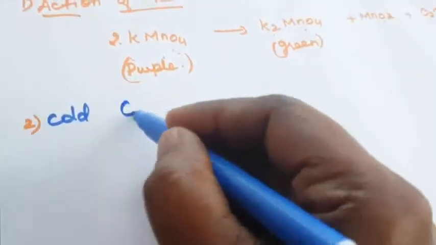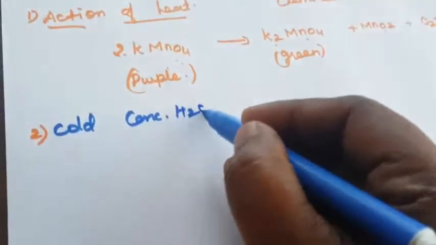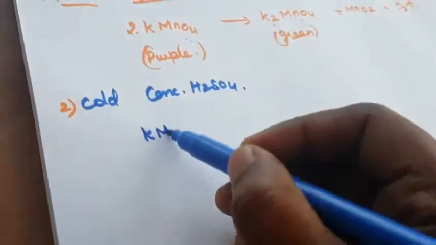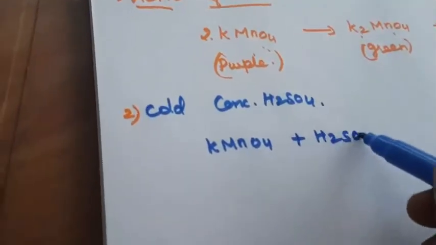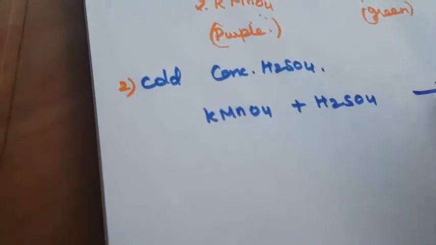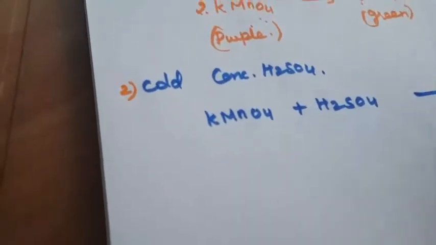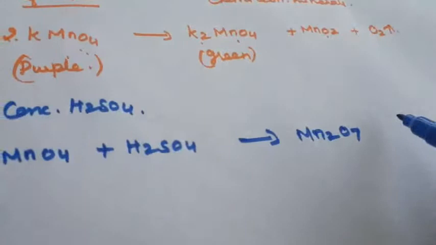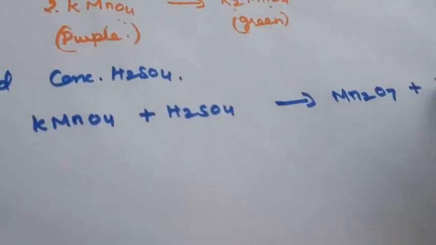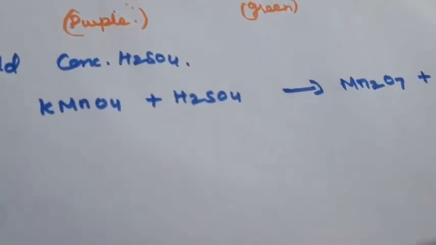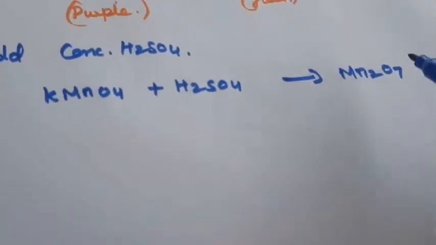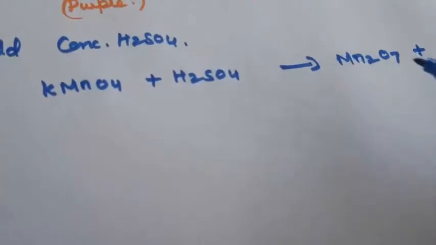Cold concentrated sulfuric acid, H2SO4. So how to write? Potassium permanganate, KMnO4, reacts with sulfuric acid, H2SO4, to give Mn2O7, then potassium hydrogen sulfate, then a water molecule. This is the manganese heptoxide.